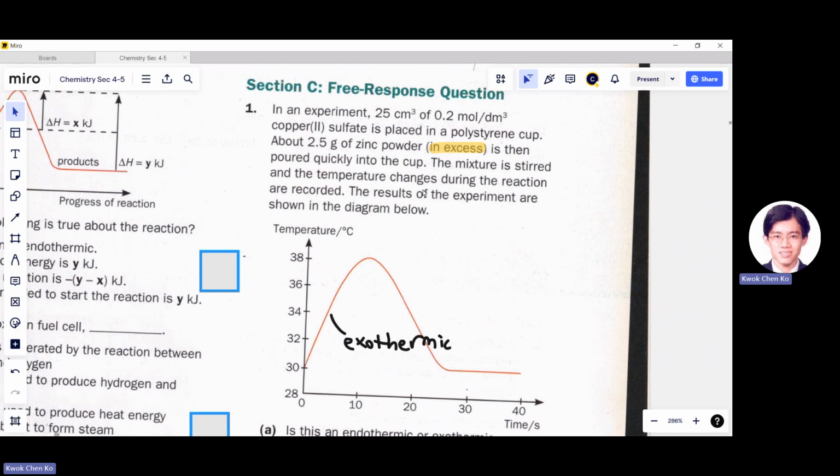Oh, section C. So fast? Yeah, it is pretty fast. Azita, can you remember the idea of limiting reactant? What happens to the limiting reactant? Yeah, eventually it is zero. Limiting reactant means it's used up, and that means the reaction stops.